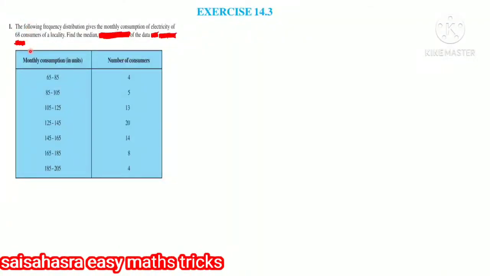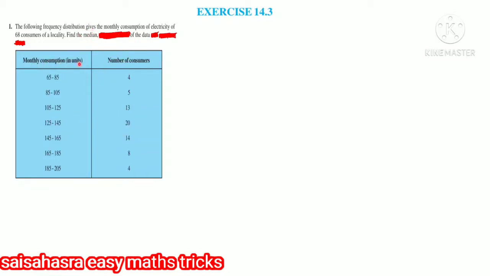Question number 1 we are discussing now. The question is, the following frequency distribution gives the monthly consumption of electricity of 68 consumers of a locality. Find the median of the data. So when some data is given to you, we have to find out the median of this data.